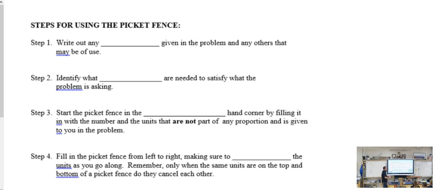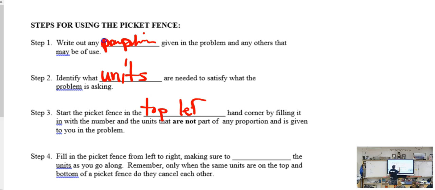Here we go. There are 4 steps to using the picket fence. Are you ready? The first thing you need to do is write out any proportions given in the problem, and any others that may be of use. So in that picture I showed you, I wrote the two proportions and then made sure they canceled out. All right, identify what units are needed to satisfy what the problem is asking.